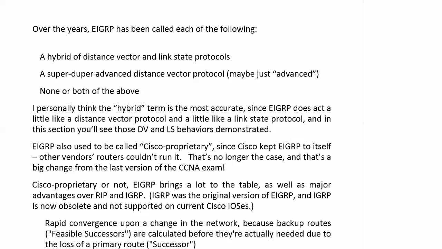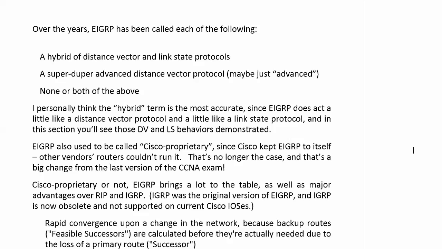Now, EIGRP has been called a lot of things. One is it's been referred to as a hybrid protocol. This term irritates some people. I'm not sure why, but it's a hybrid of distance vector and link state protocols. Some people just call it a super duper whoop-de-doo advanced distance vector protocol. Maybe just advanced. I threw the other stuff in myself. Or none, or both of the above. Okay, glad you got that down, right? Well, personally, I think hybrid is accurate because it's got a little bit of distance vector protocol behavior and a little link state protocol behavior. And in this section, you'll see both of those behavior types demonstrated.